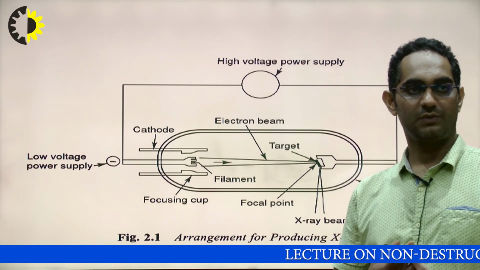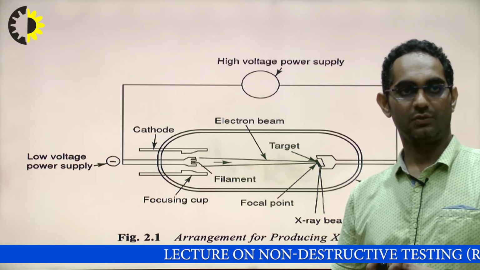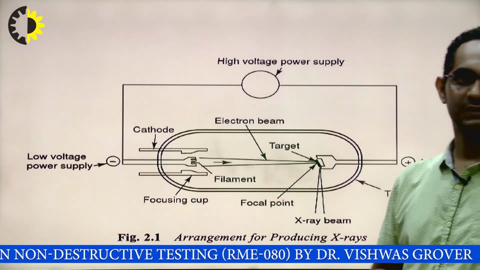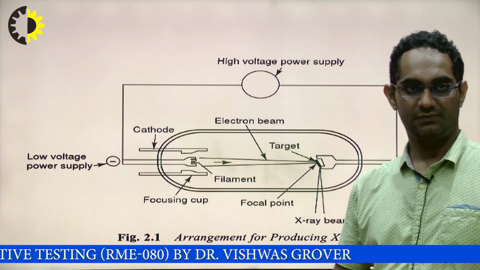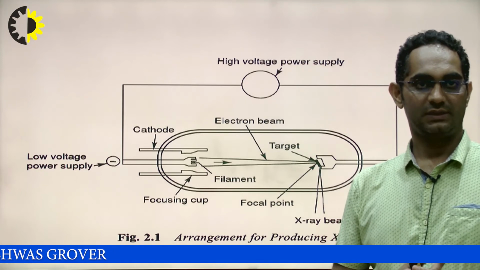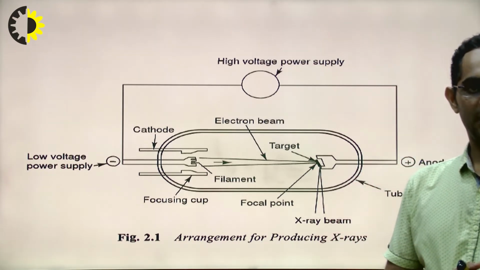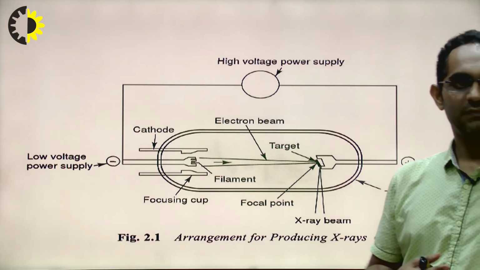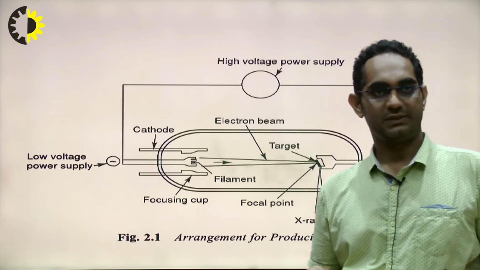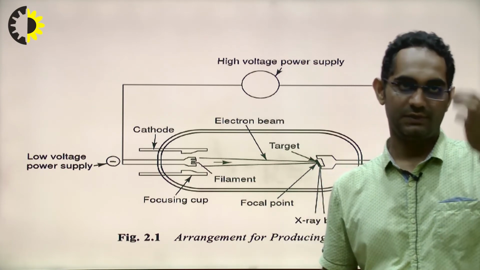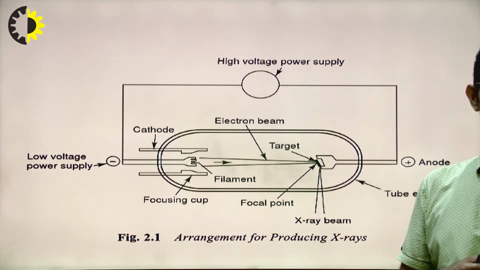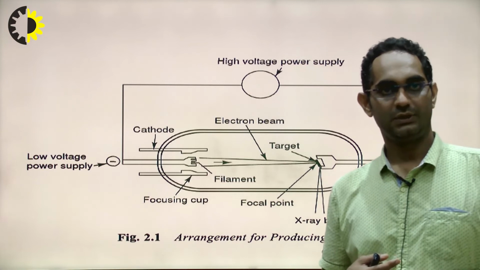The low voltage power supply goes to the cathode, and the electrons strike the target. This is the electron beam, and this is the filament. The electrons strike over this target, and there is a terminal of the low voltage power supply to the high voltage, that is the anode, and a high voltage power supply joins the target with the low voltage power supply to the anode.